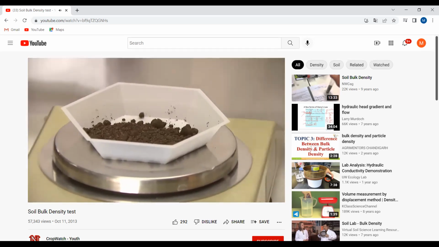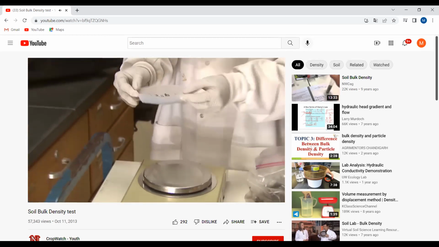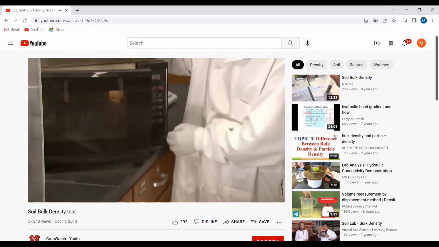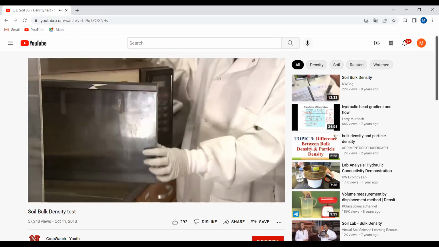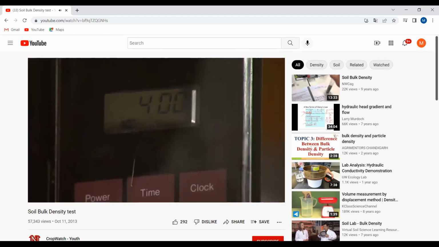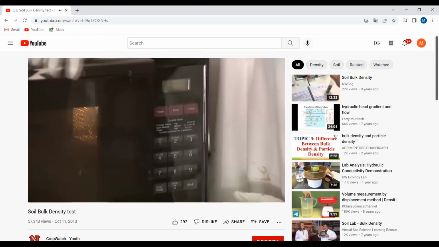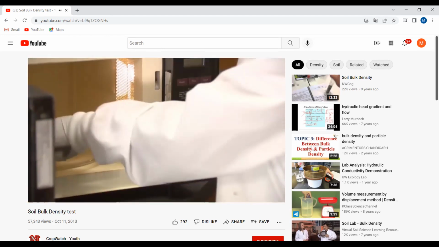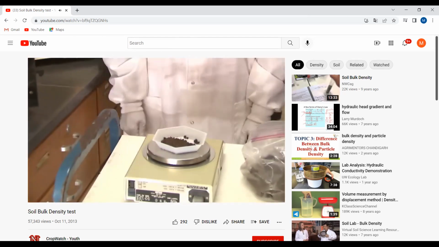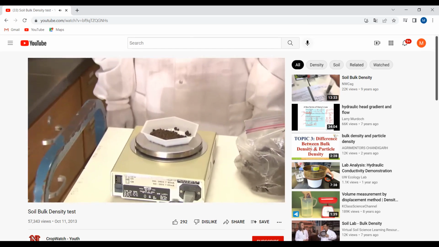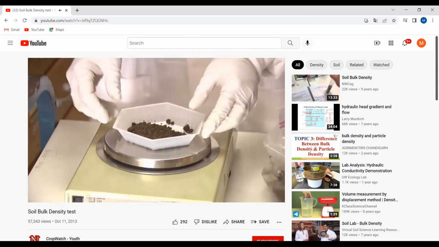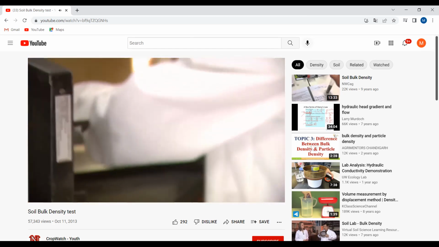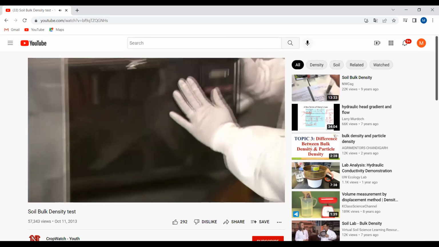Now we're ready to place the tray with the soil in the microwave. We're going to place the tray containing the subsample, and we're going to dry it for at least 2 four-minute cycles at medium power. Now we went through our first 4-minute cycle. We're going to weigh the subsample. After our first cycle, we record that in our notes, and we're going to dry it through 1 more 4-minute cycle.